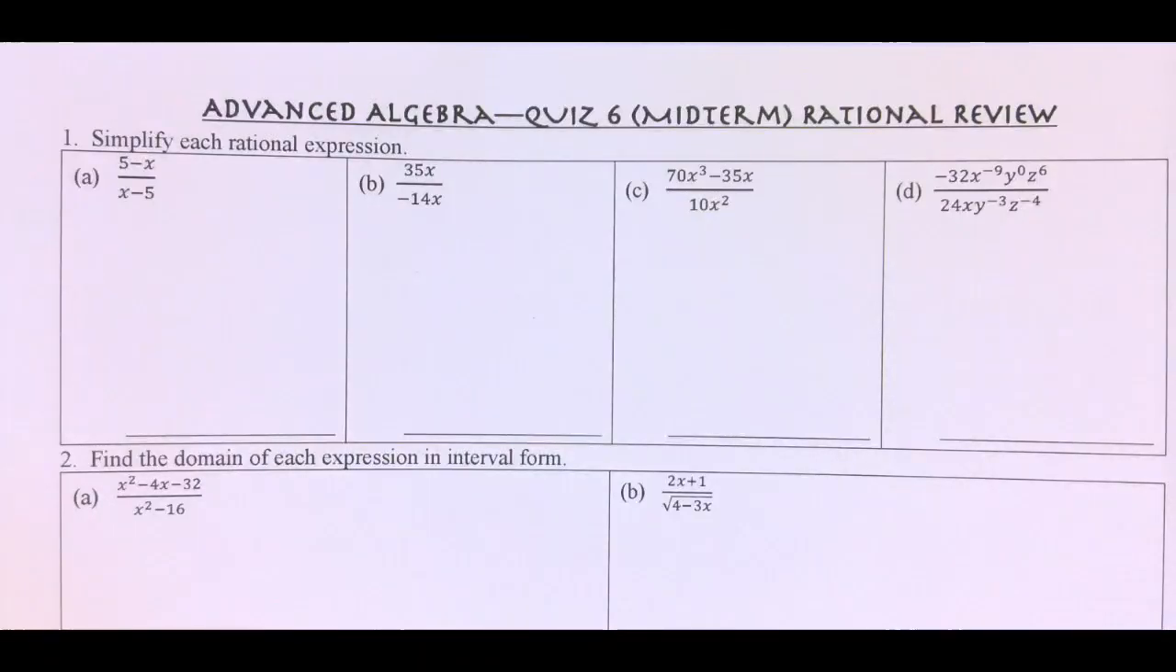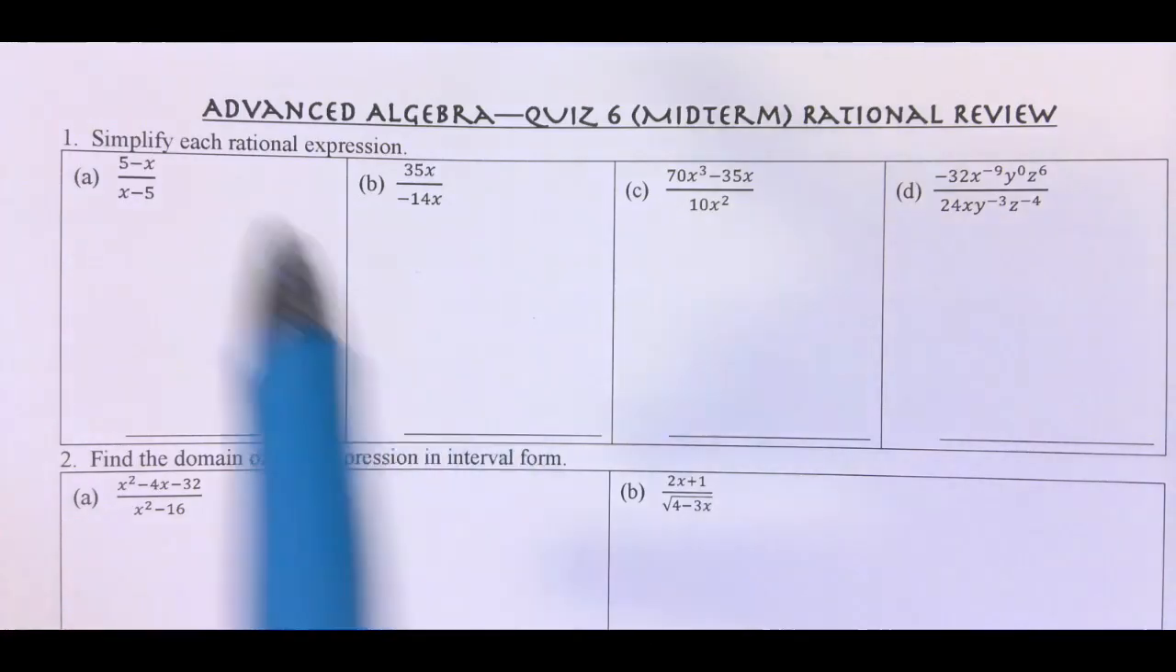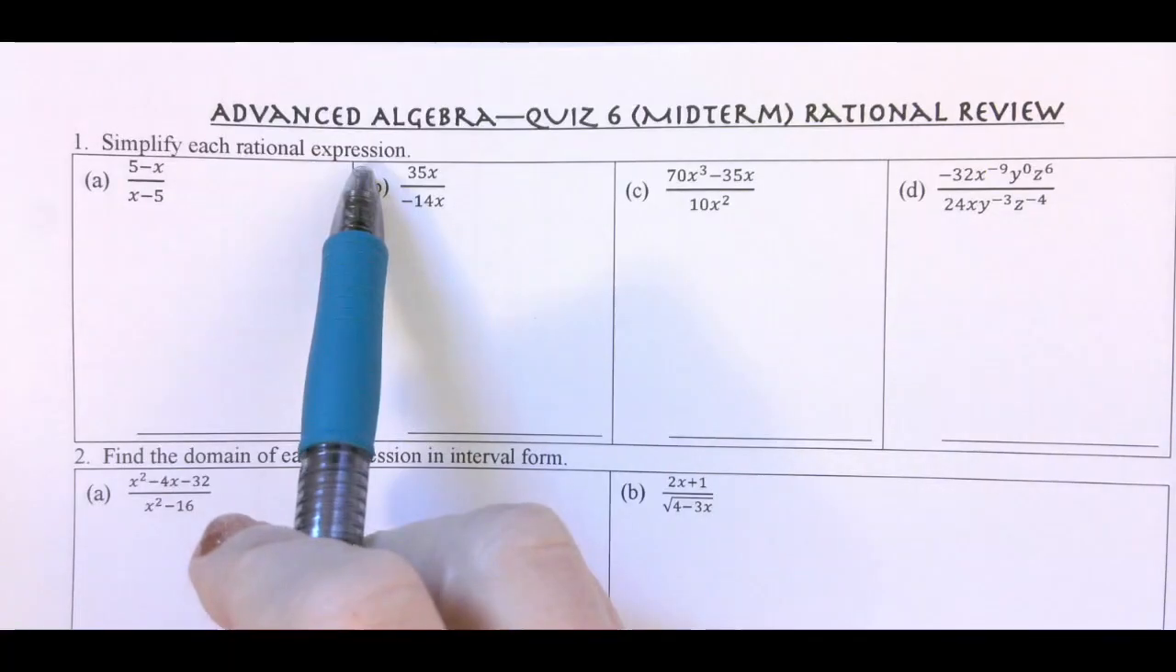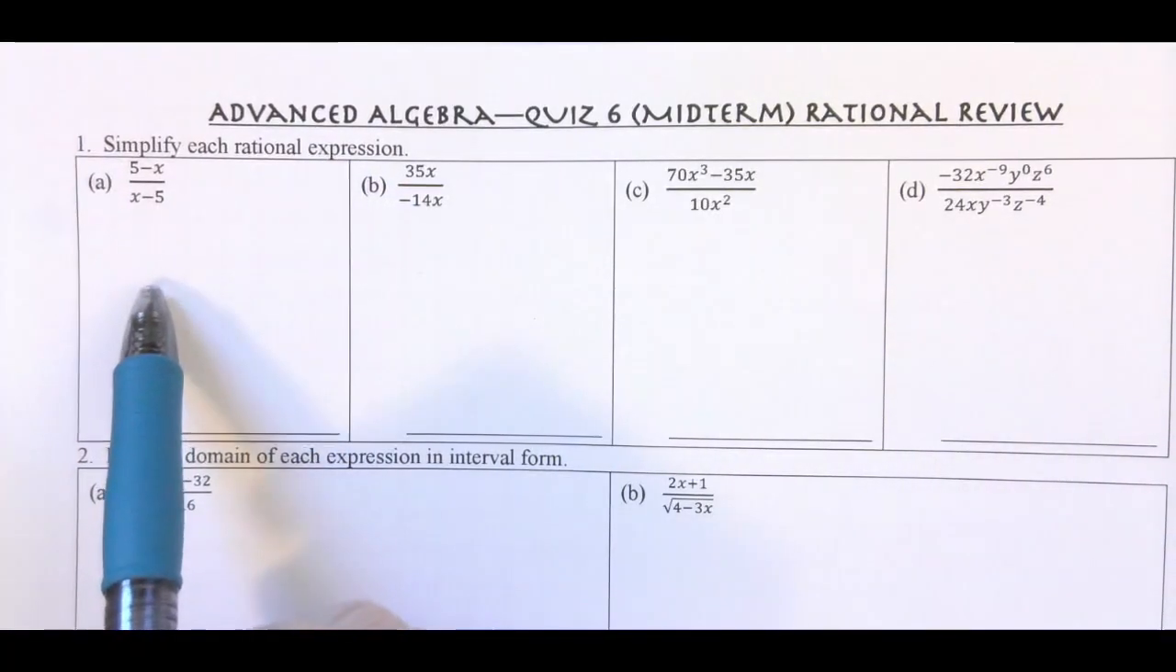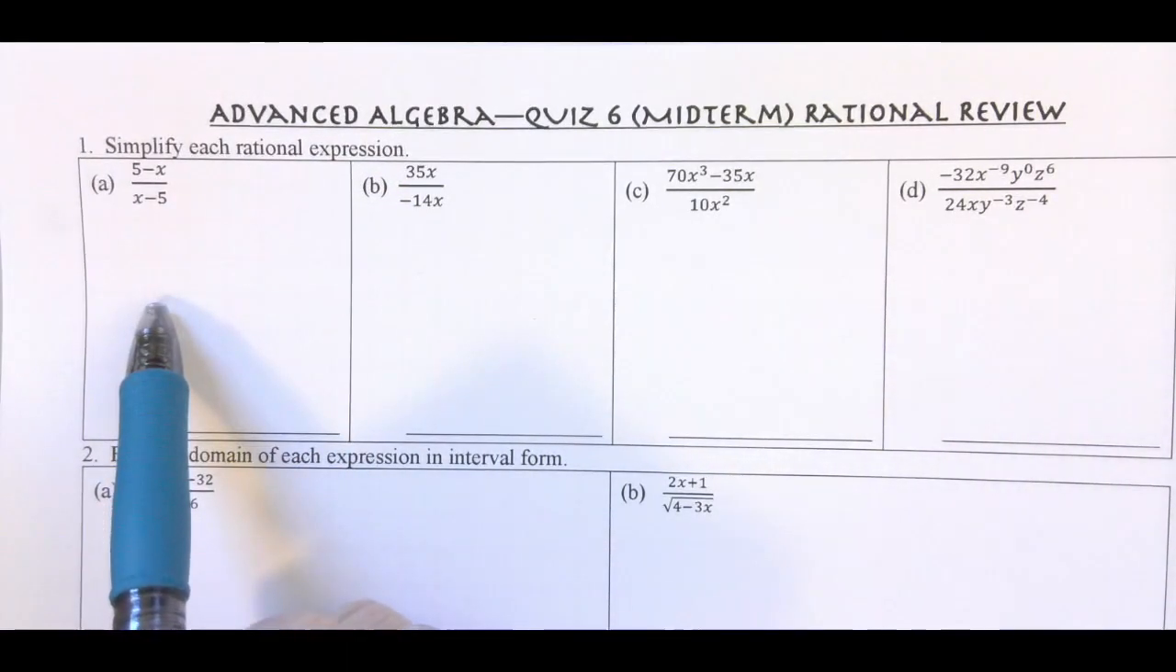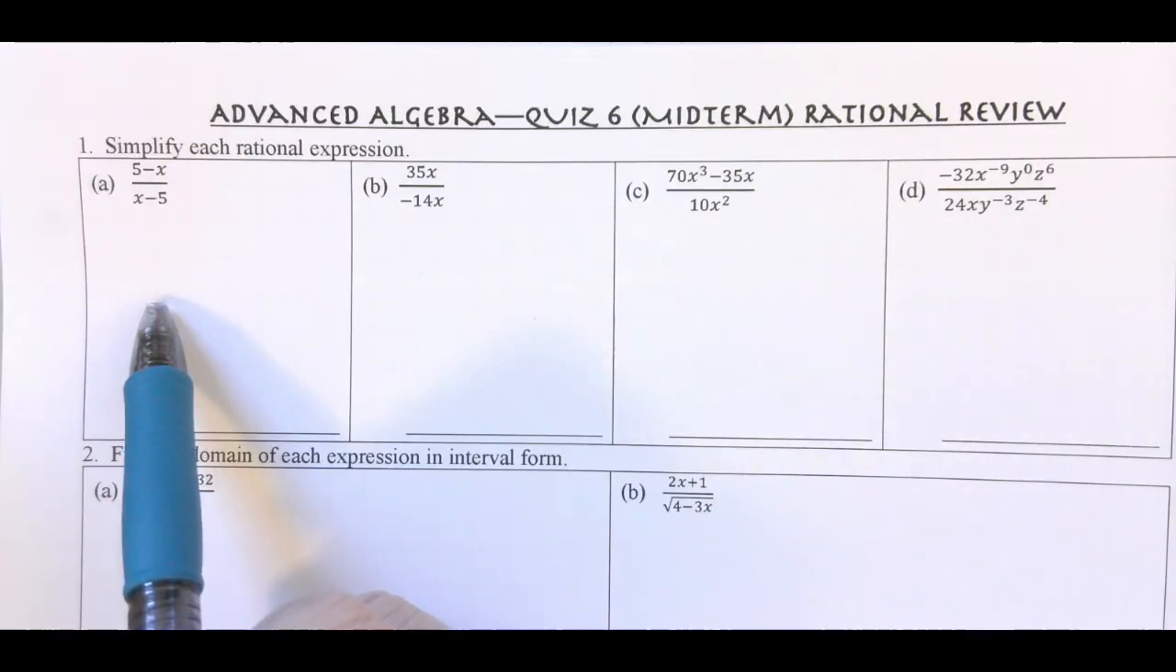All right, so here we are tackling the rational review portion of our midterm. So first we are simplifying expressions. Looking at this first one, the only way I can reduce is if I see a factor on top and a factor on bottom that match, because that simplifies to be just one.